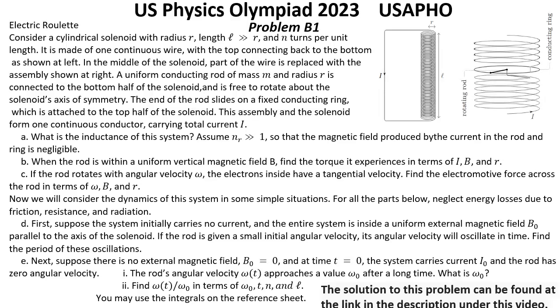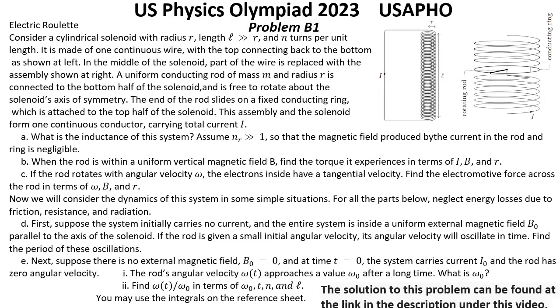Assume that NR is much greater than 1, so that the magnetic field produced by the current in the rod and the ring is negligible. Part B. When the rod is within a uniform vertical magnetic field B, find the torque it experiences in terms of I, B and R. Part C. If the rod rotates with the angular velocity omega, the electrons inside have a tangential velocity. Find the electromotive force across the rod in terms of omega, B and R.